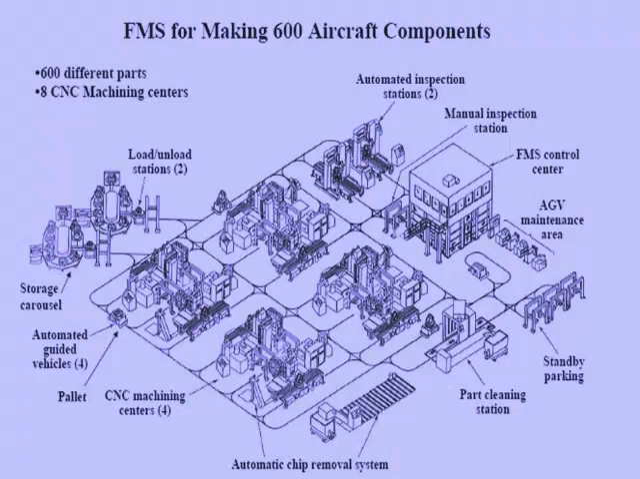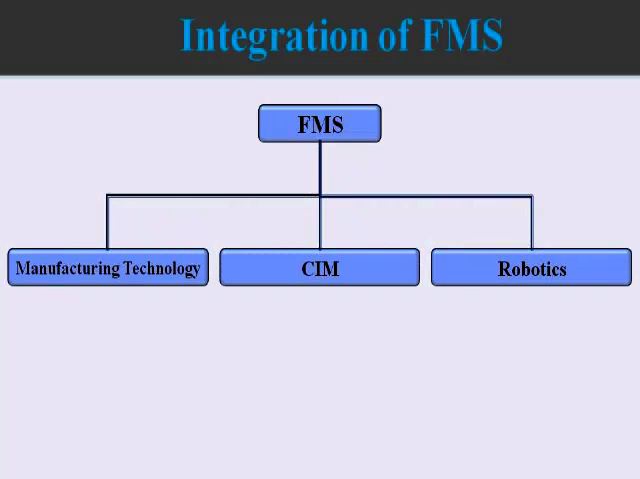This is another schematic view of an FMS making 600 aircraft components, and we have a variety of computer aided inspection stations along with manual inspection stations, AGV maintenance areas and machining centers, pallet changing stations, etc. Cleaning stations and automatic chip disposal or chip removal stations are all available in this FMS, which is very big in size. Integration of FMS, we can divide that.